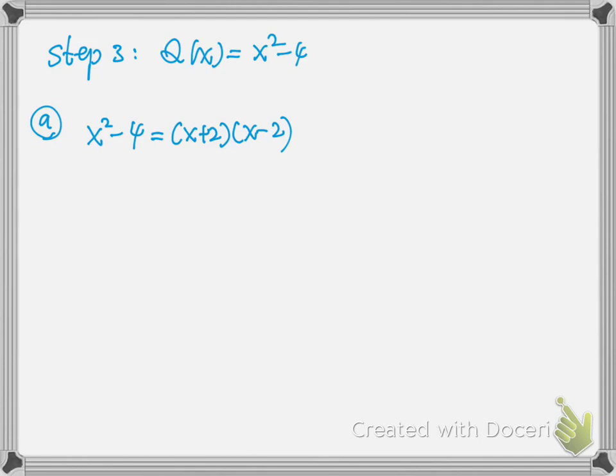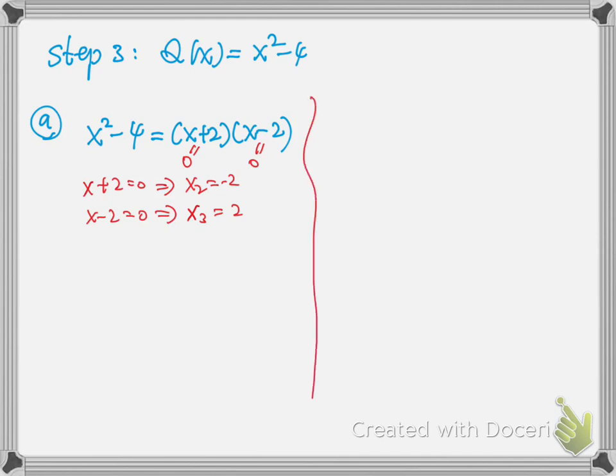So step 3, we focus on q of x, right? q of x now we know is x squared minus 4. So what's solution A? Solution A, we use factoring. x squared minus 4 can be factored as x plus 2 times x minus 2. You can think of this as the special formula. It doesn't matter. Then we let each factor equal 0 to find the other 2 solutions. So x plus 2 is 0, we get x2 is negative 2. x minus 2 is 0, we get x3 is 2. So that's the first method to find x2, x3.